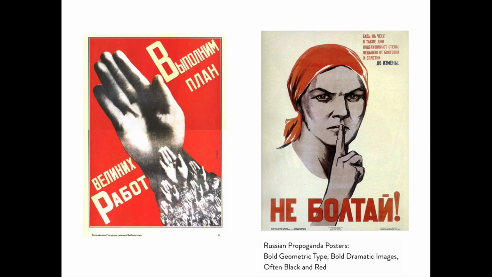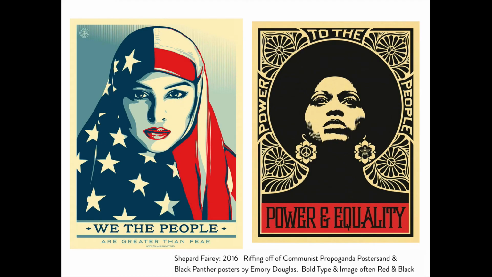We are looking at some Russian propaganda posters here. On the left we see Gustav Klutsis. He was a Russian constructivist around 1930. And what this says is, "Let's accomplish the plan of great deeds." On the right we see Nina Vatolina in 1941. And this was a World War II poster about privacy infringement. It says, "Keep your mouth shut. The walls have ears."